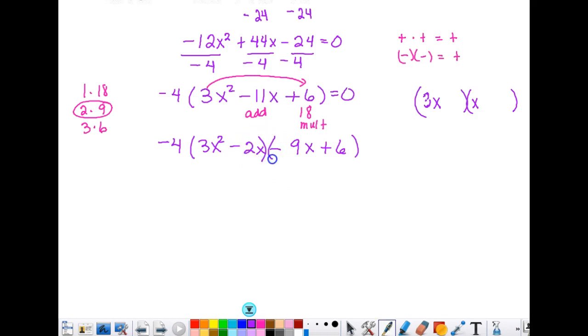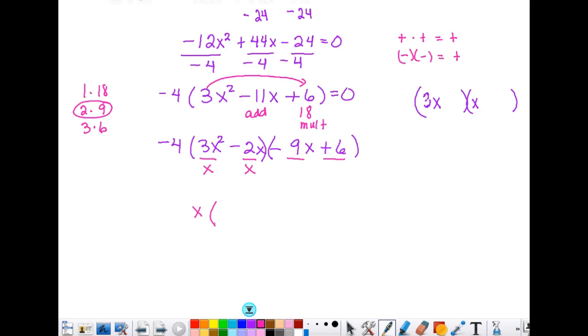That's why this is called grouping. You group the first two together, you group the last two together. Now you factor out the GCF. So 3x squared and 2x, what do they have in common? Just an x, right? So you put an x down here. Yeah, you could. The 9 and the 3 might divide better, and the 2 and the 6 might divide better, but it's going to work out this way also.